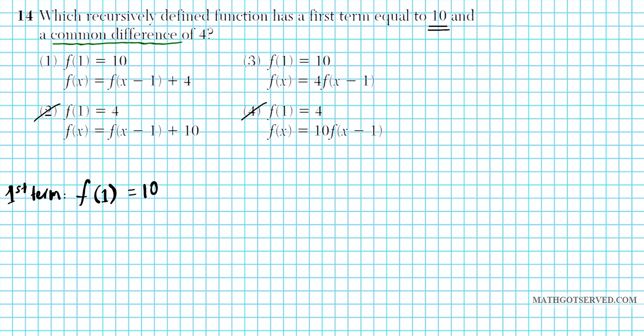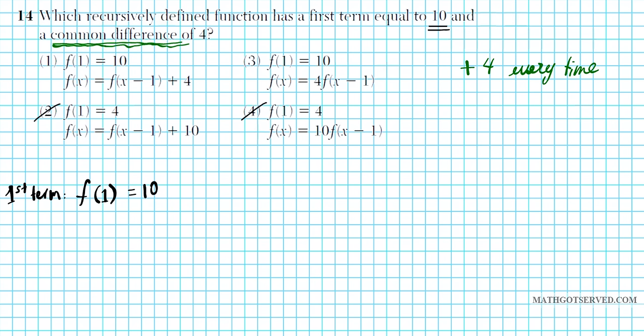Now, it goes further to say the common difference of 4. This word common difference, what does that mean? Anytime you see common difference, you think about addition. Okay? Common difference of 4 means that you add 4 every time. That's what the common difference means. When you add 4 every time, when you subtract a term from the previous term, you end up with 4.